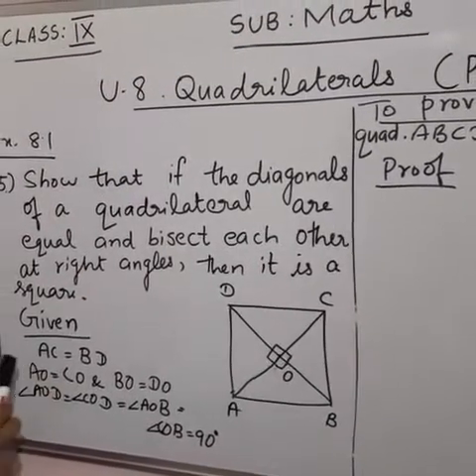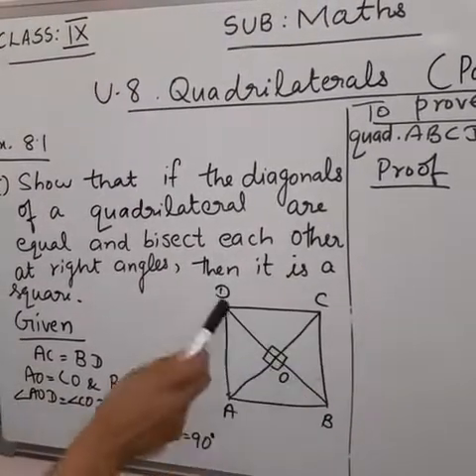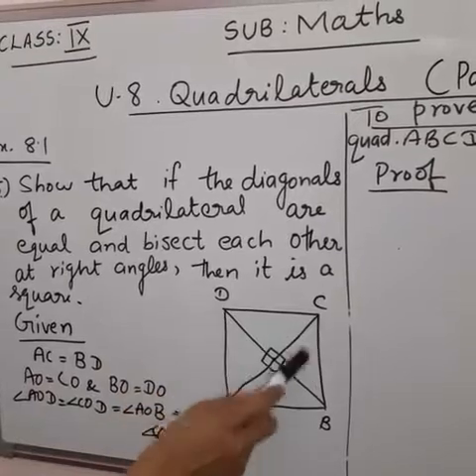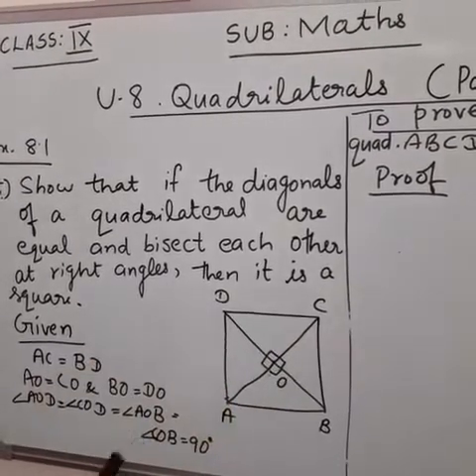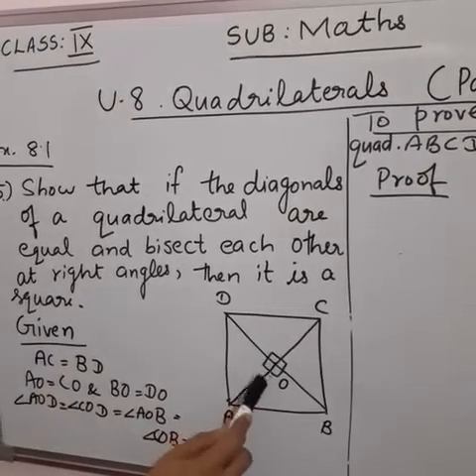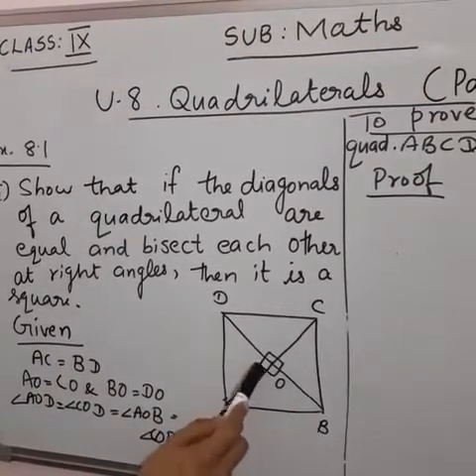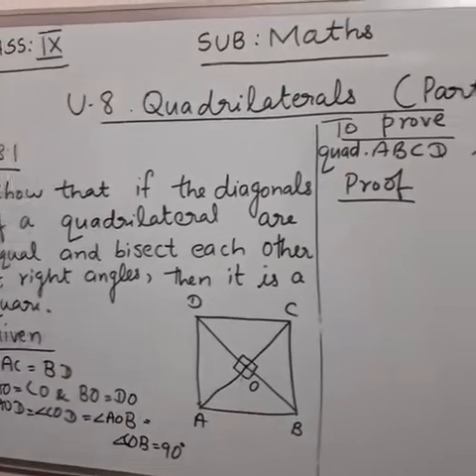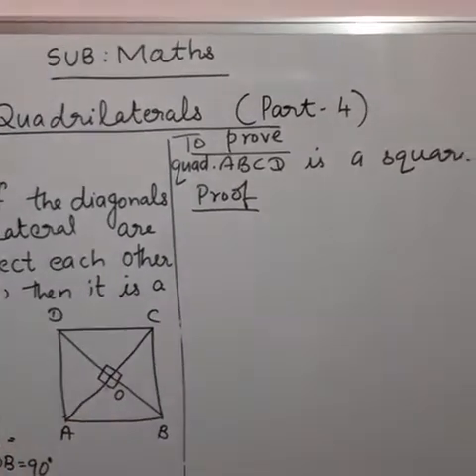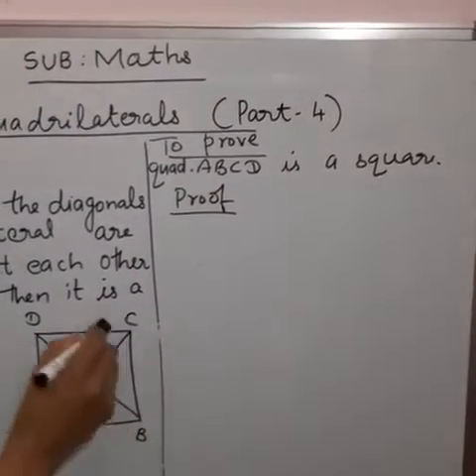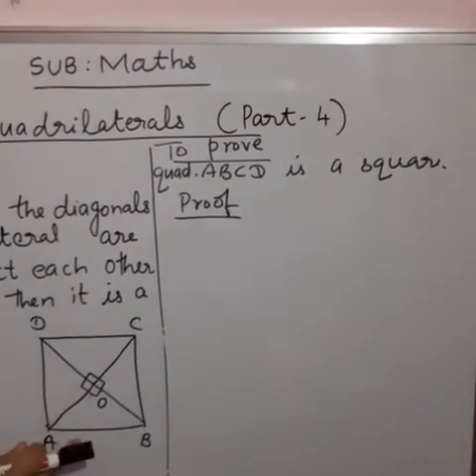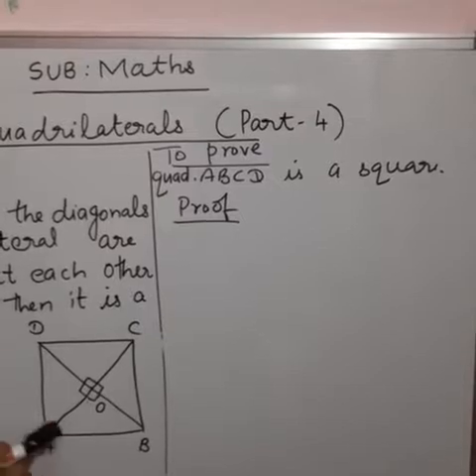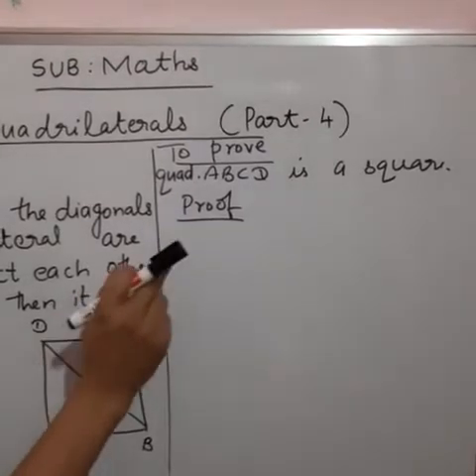Now, given AC is equal to BD and the diagonals bisect each other, then AO is equal to CO and DO is equal to BO, and also they bisect at right angles. That means these four angles are 90 degrees. So you have to prove ABCD is a square. First of all we will prove this quadrilateral is a parallelogram. Then if we prove one pair of adjacent sides equal and one angle 90 degrees, we can prove this is a square.